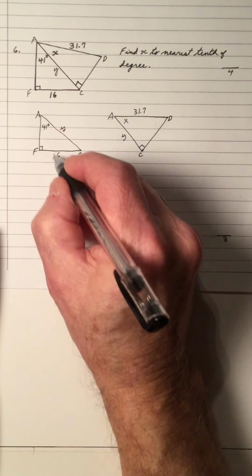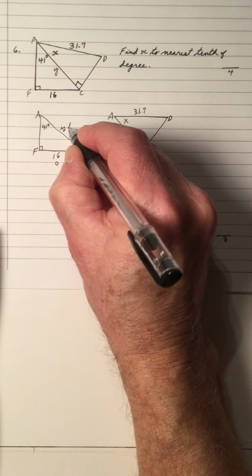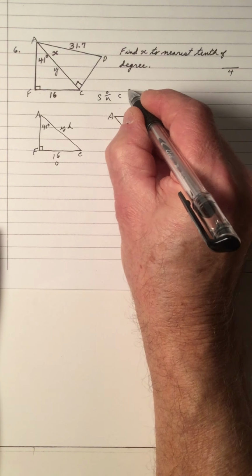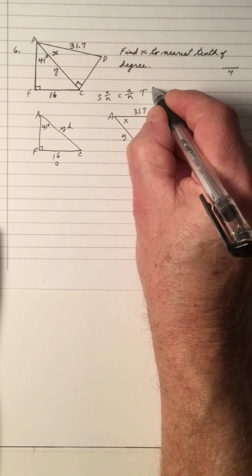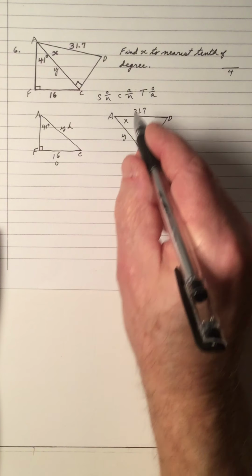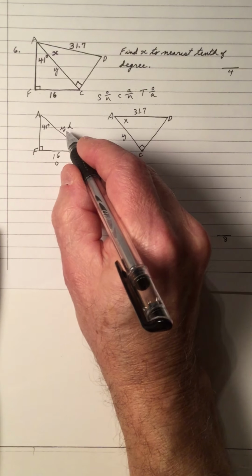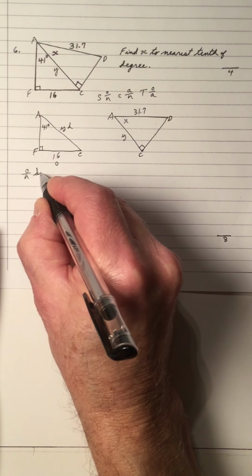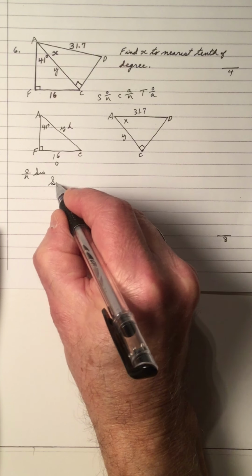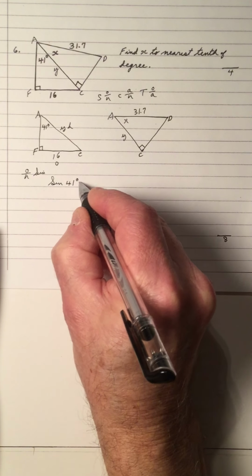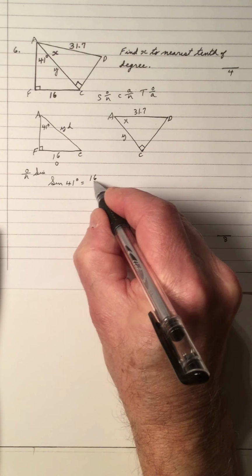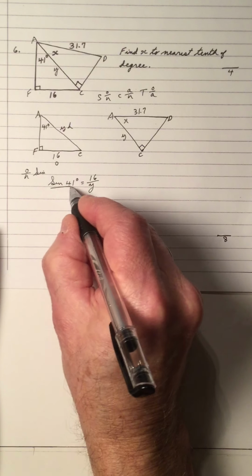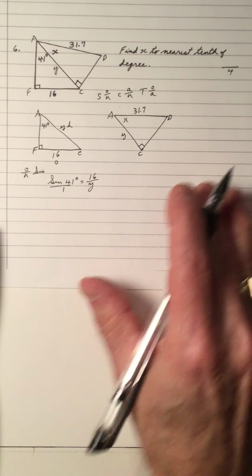So I have 41, that's opposite, and that's hypotenuse. And sine is opposite over hypotenuse, cos is adjacent over hypotenuse, tan is opposite over adjacent. So I have opposite and hypotenuse, so I have sine. Opposite over hypotenuse is sine. So that means the sine of 41 degrees is opposite, which is 16 over y, which is the hypotenuse. And I put it over 1 and I cross multiply.